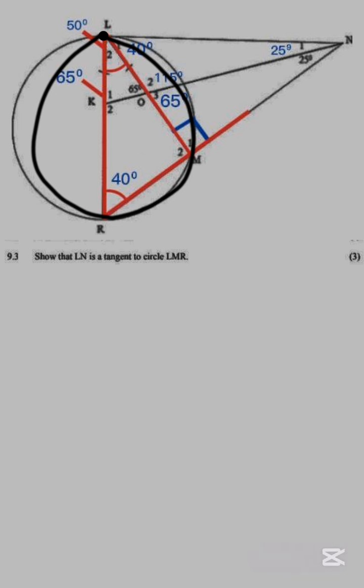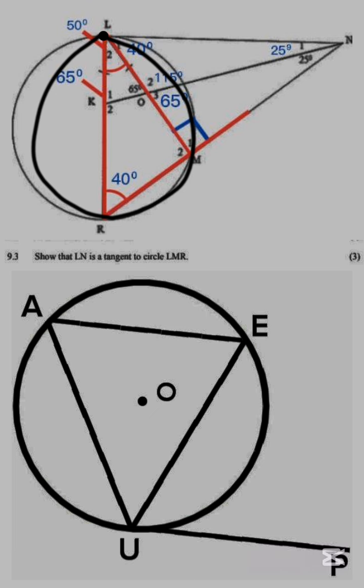For us to be able to solve this question, we must know what is the converse of tangent theorem. Let me explain it to you using this diagram. If you were given that UP is the tangent on this diagram, tangent theorem states that angle EUP that is between the tangent and the chord will be equal to angle A that is in the alternate segment. But then what is the converse of that? The converse is if angle A is equal to angle EUP, UP is the tangent. The converse is like the reverse.